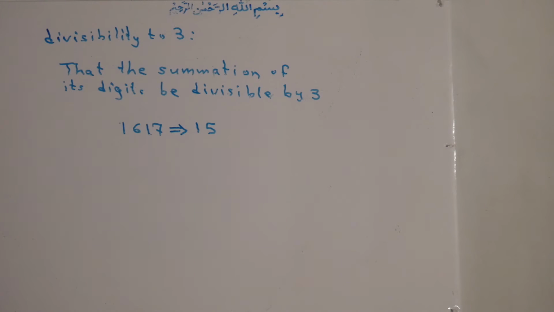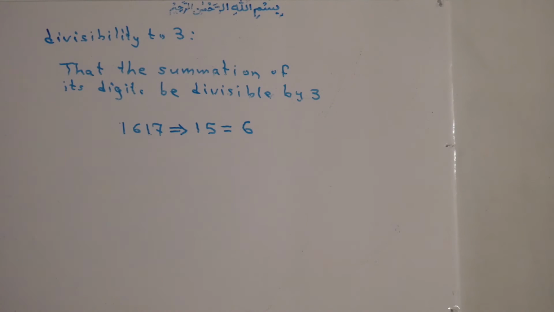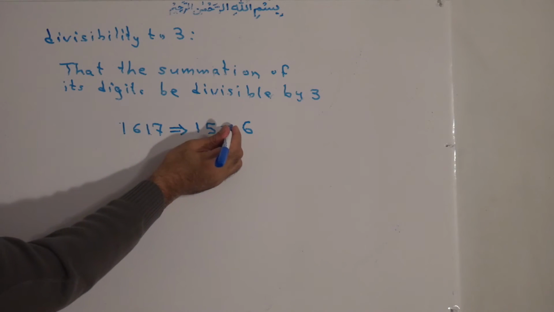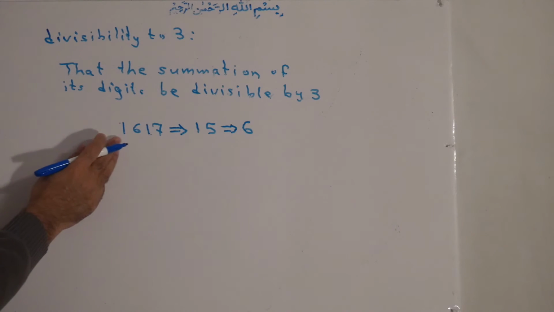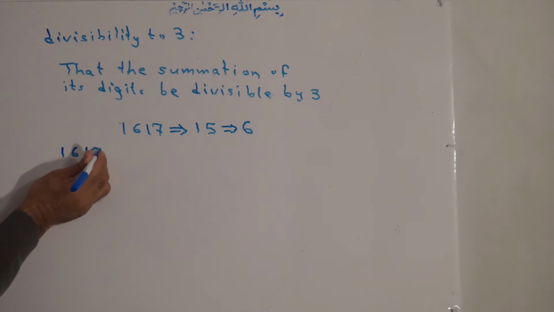If we don't know that 15 is divisible by 3, we have this one. 1 plus 5 is 6. Because 6 is divisible by 3, 6 divided by 3 is 2. So from that 6 is divisible by 3, 15 is divisible by 3, and then 1617 is also divisible by 3. And we test whether this is divisible by 3 or not. Then we divide 1617 by 3.